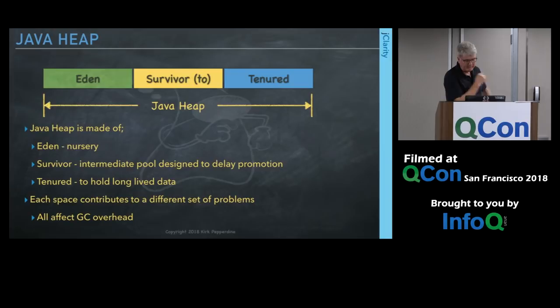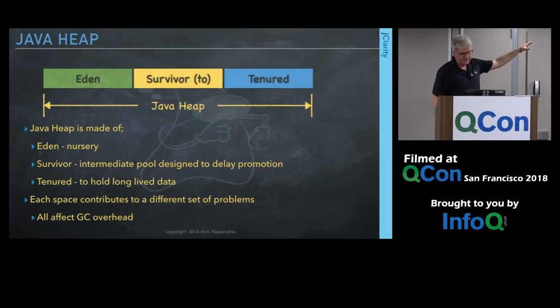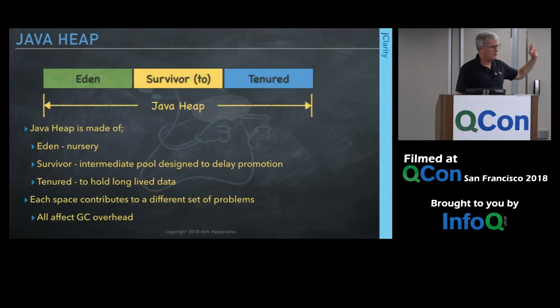Right. So we have a number of spaces here. We have an Eden space, a nursery. That's where objects are generally allocated. We have a survivor space, and we have a tenure space. Each of these different spaces contributes to problems in a different way. So when we're looking at tuning the garbage collector or tuning our application, we want to see the impact that they have on each of these spaces individually.